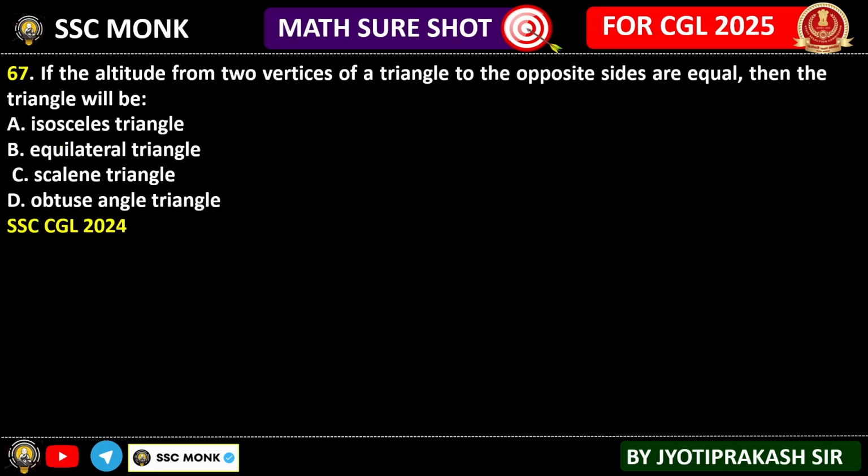Next, the altitude from two verticals of a triangle to the opposite sides are equal. Then the triangle will be what? See, this is a direct formula question. Two altitudes of two verticals to opposite sides are equal. That means this is isosceles triangle.